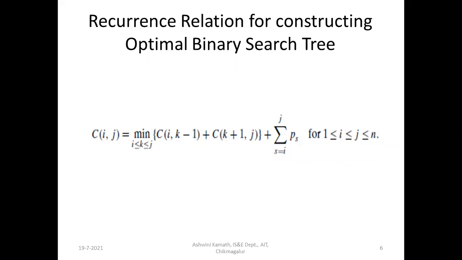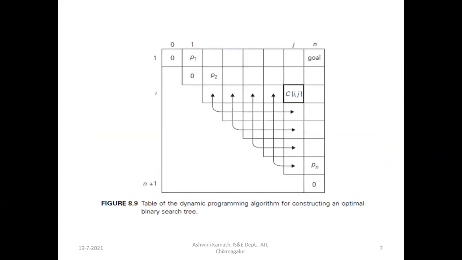We know that for dynamic programming, we have to create a table for storing the intermediate values. So here also we are going to create a table for storing the intermediate values. To store the ith row and jth column value, this is the formula, where i and j are greater than or equal to 1 and less than or equal to n. So this is the table for the dynamic programming algorithm for constructing the optimal binary search tree.